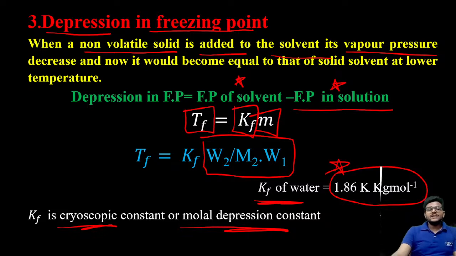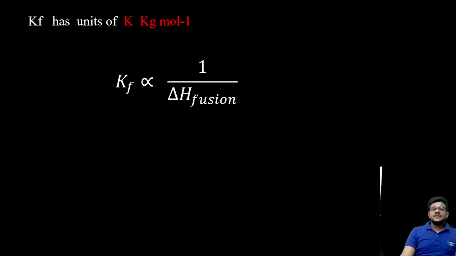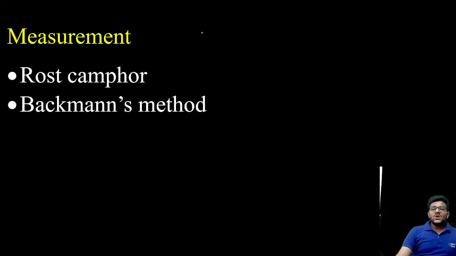That is called depression in freezing point, and it is related to the enthalpy of fusion, and it has an inverse relationship, like elevation in boiling point has an inverse relationship with the heat of vaporization. Kf has the unit K kg mol^-1. Got it? So there are two methods for depression in freezing point.